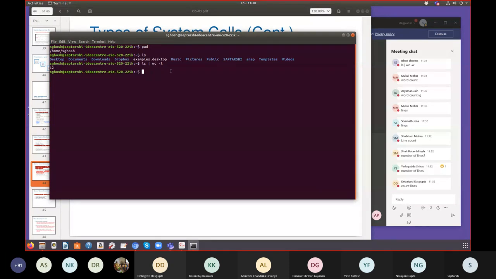So, this is an example of inter-process communication. Output of one program goes to input of another.